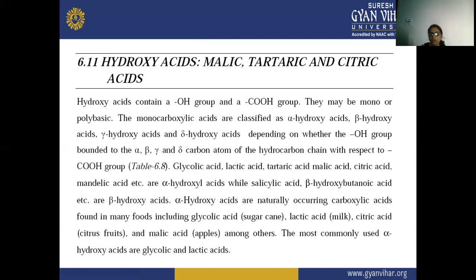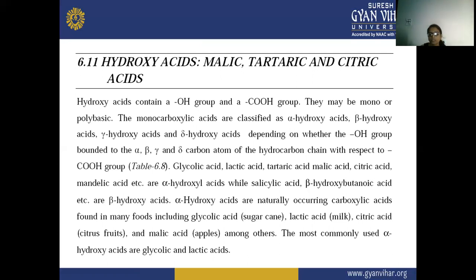And alpha hydroxy acids are naturally occurring carboxylic acids found in many foods, including glycolic acid, lactic acid, citric acid, and malic acid, among others. The most commonly used alpha hydroxy acids are glycolic acid and lactic acid. So these hydroxy acids contain the OH group as well as a COOH group. That is why it is hydroxy and acid.